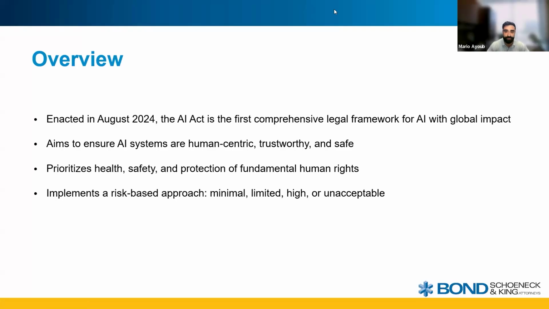So learning the ins and outs is important because we'll likely get a lot of these same requirements in New York, as well as other states that you might operate in. It aims to ensure that AI systems are used in a trustworthy and safe way, with a special emphasis on the protection of fundamental human rights. We'll get into that a little bit more on what those rights are and how they interact with the act. But like I mentioned in the beginning, it implements a risk-based approach: minimal risk, limited, high, or unacceptable. And we'll walk through those briefly together today.